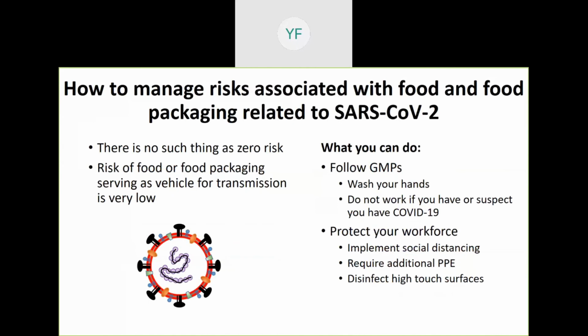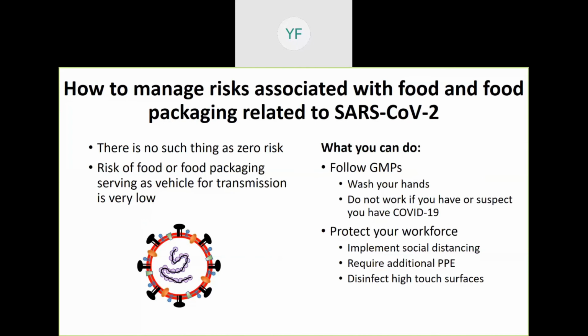So what can you do in your processing facility to help mitigate the low risk that there might be of SARS-CoV-2 ending up in your food? The big one is to follow those existing GMPs in your food safety plans. Make sure good personal hygiene practices are being followed. So washing your hands, excluding anyone that has symptoms of COVID-19 or suspects they may have been exposed to COVID-19, from working on the line or handling food.